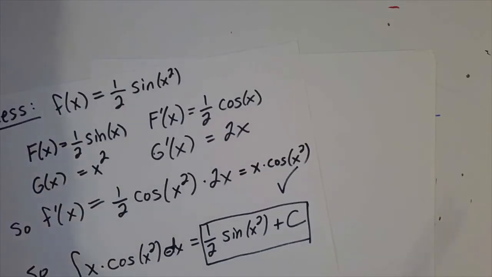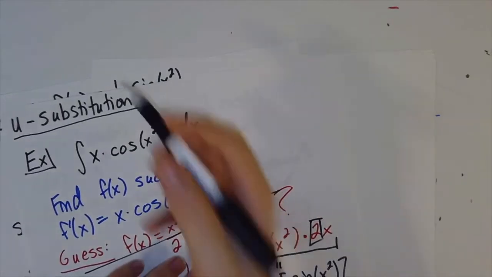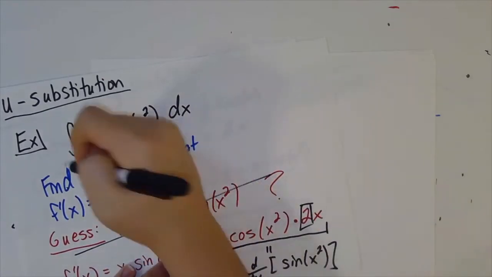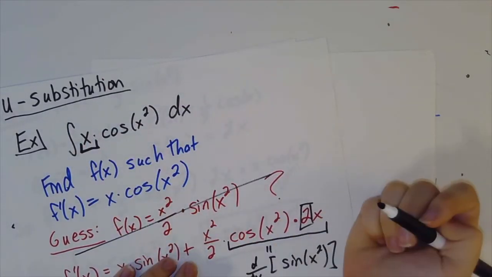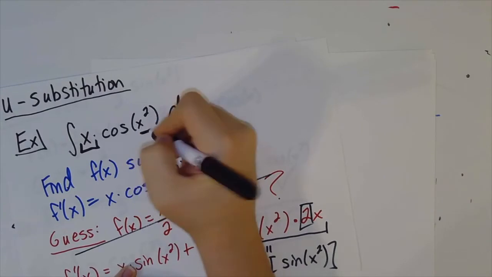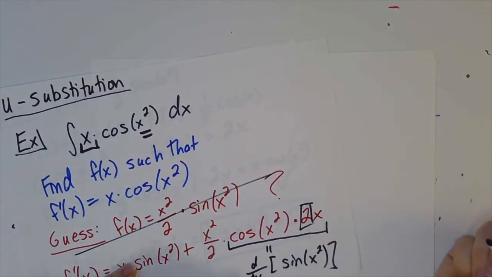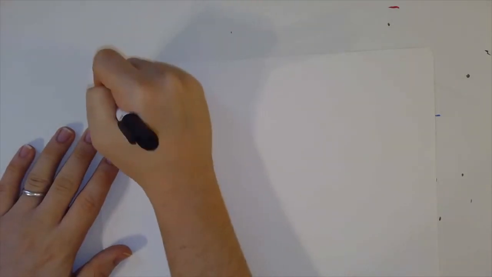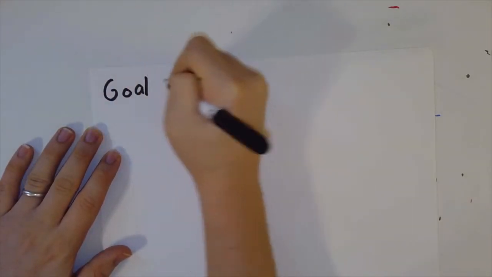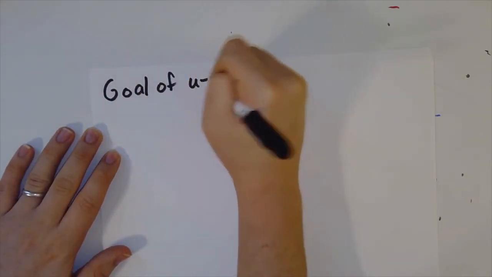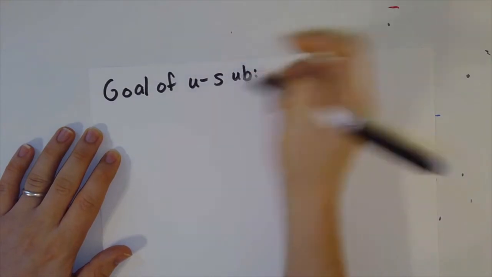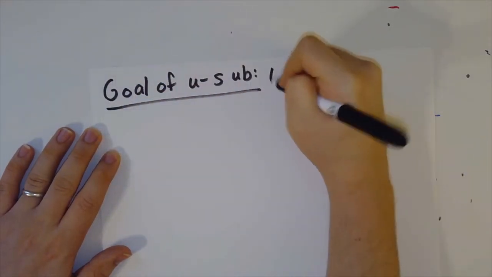So the integral that we started with, we didn't know it at the time, but this x here was coming from a chain rule that ultimately came out of the derivative of this x squared. So the goal of u-substitution is to undo the chain rule.